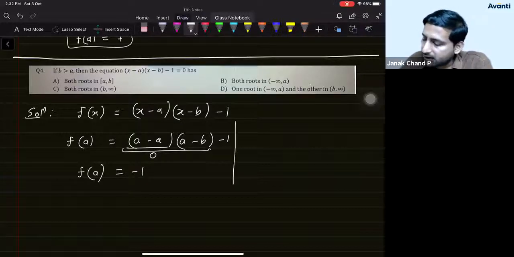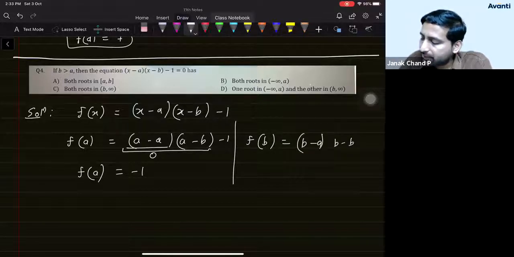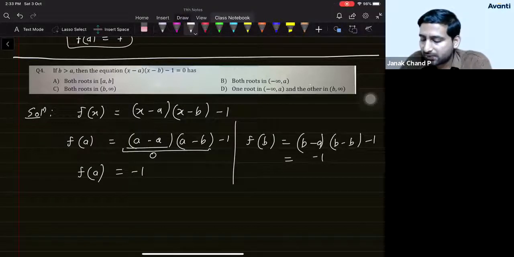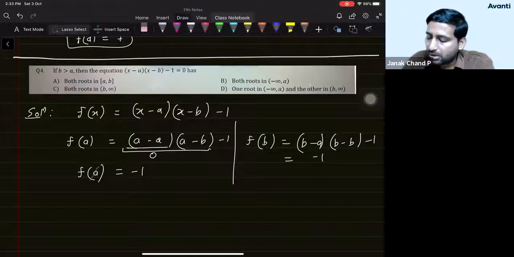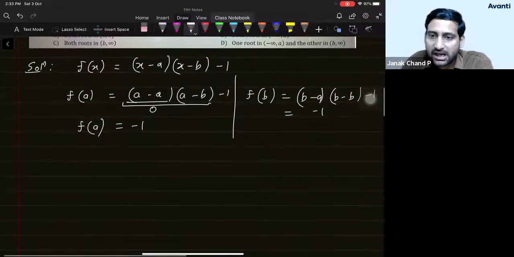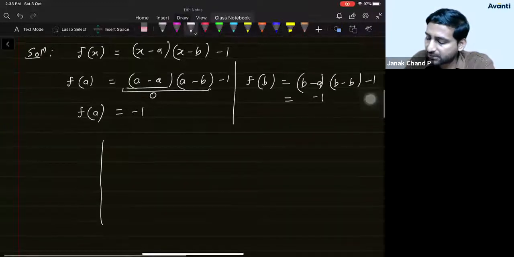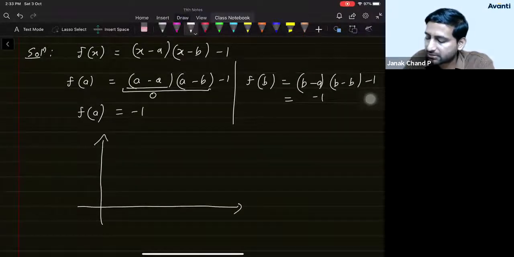In the same way, student, if we try to calculate f of B, even that will be the same thing, because the moment you put B in this equation, this becomes 0, right? You will just get (B minus A) into (B minus B), so this will be minus 1. So the conclusion we are getting here is that both at A and B, the height is negative. Even if we know a little bit of information about the height, we can draw a rough graph of the quadratic equation.